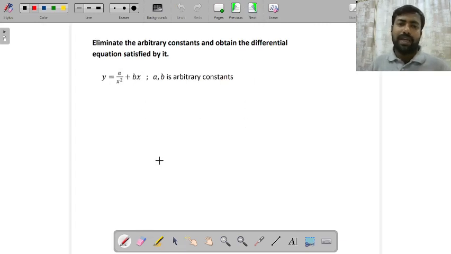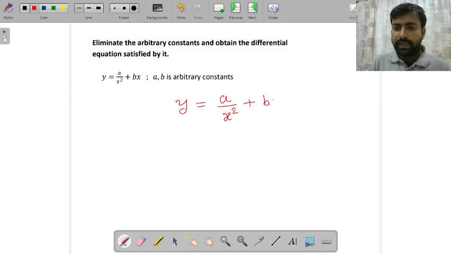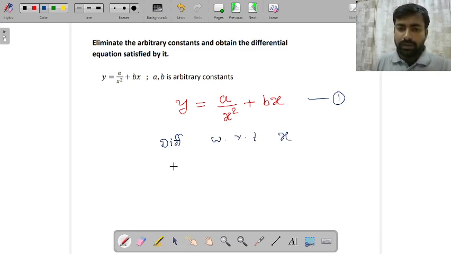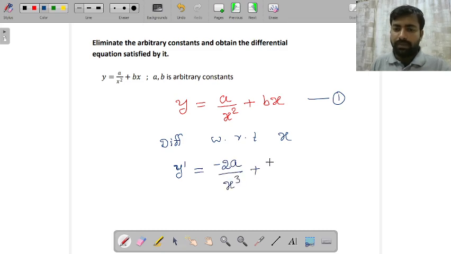So that is y equal to a by x square plus bx. So this is the given problem, y equal to a by x square plus bx. Now you differentiate this expression. Let me assume this is 1. Now differentiate it once with respect to x, which gives me dy by dx equal to, and what is the derivative of 1 by x square? That will be minus 2 by x cube, right? So minus 2a by x cube plus b.